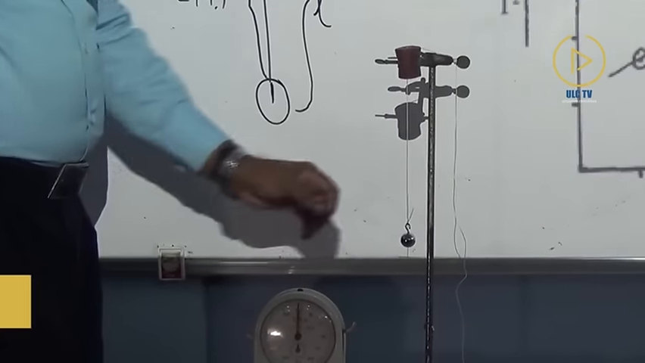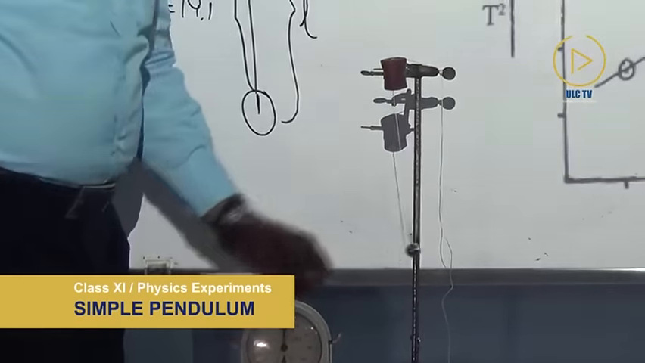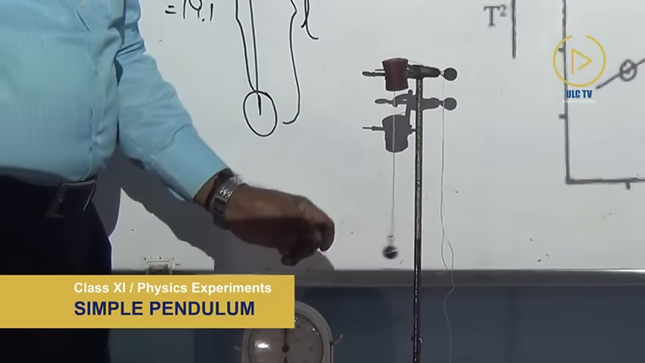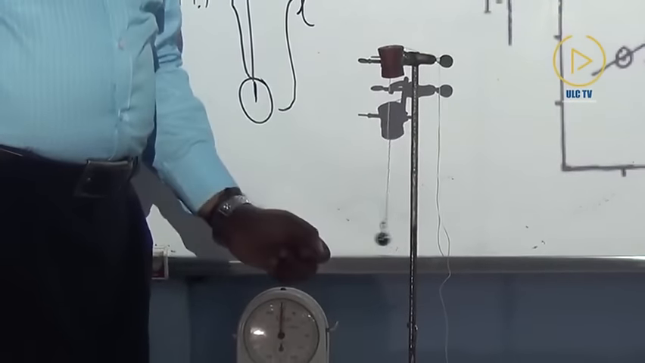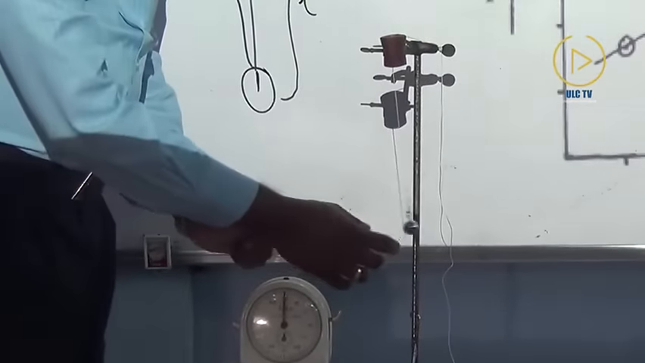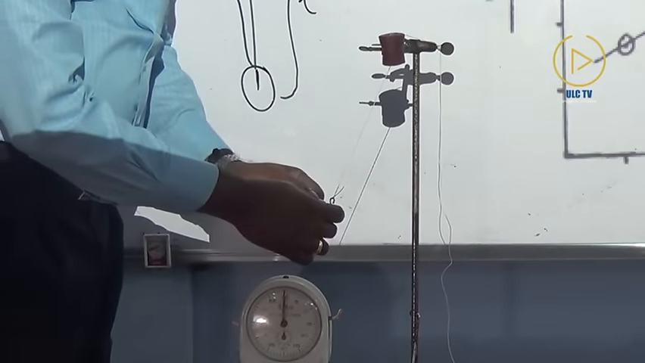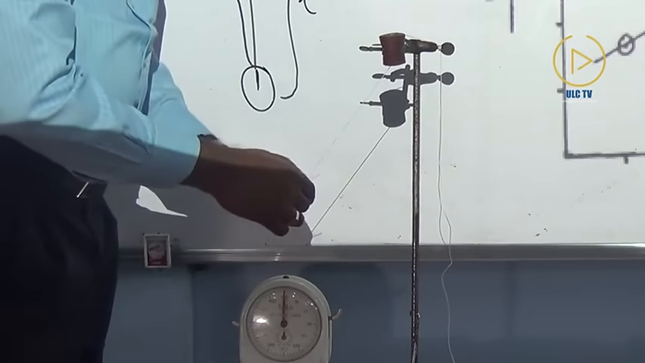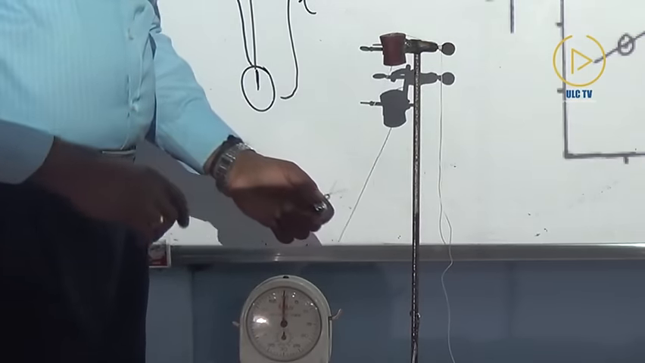So let me tell you about the oscillations. See, oscillation must be of a small amplitude. So it must be so small. I want to find the time for 20 oscillations. One oscillation means, suppose I am starting here, 0, 1, this is one oscillation. So I am calculating the time taken for 20 oscillations.